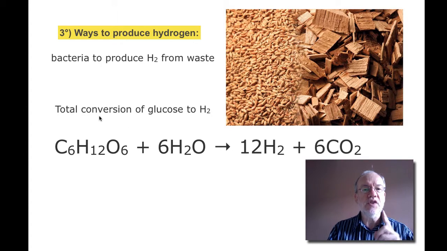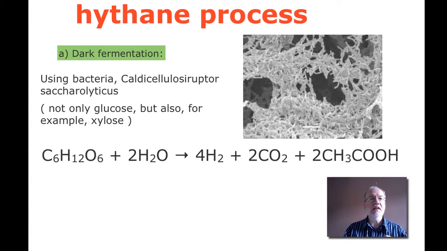But this is the total conversion. In reality, it's more complicated. You have three steps. First, you use one kind of bacteria. This bacteria is very interesting because you can decompose glucose, but not only glucose, of course sugar, you can also decompose xylose, and xylose is in wood. And when you decompose the glucose with such bacteria, you obtain hydrogen, but also acetic acid.